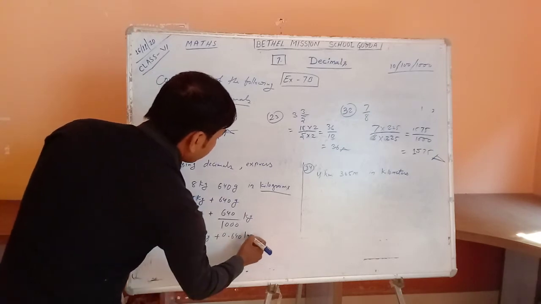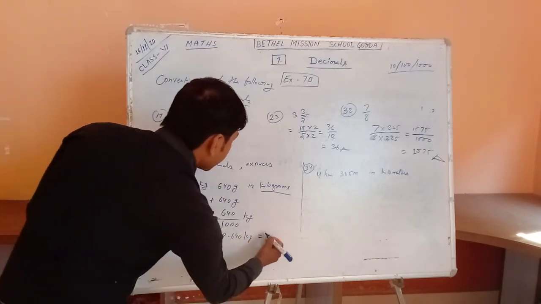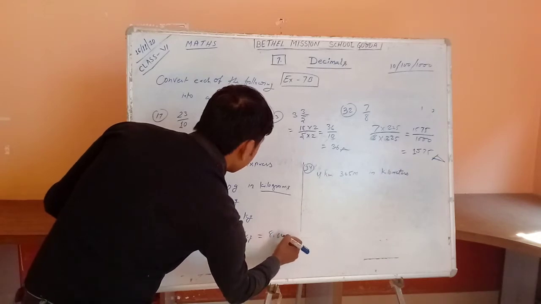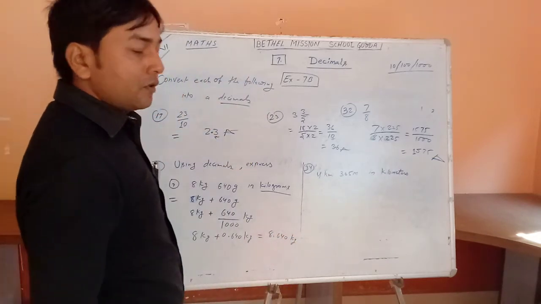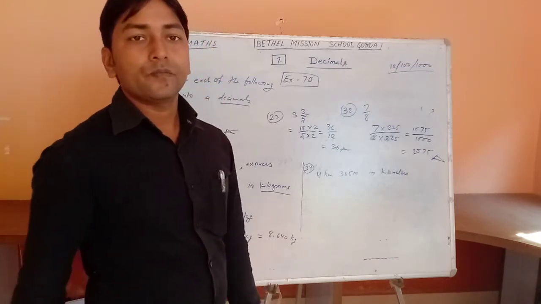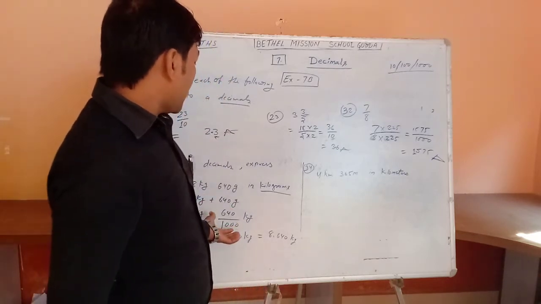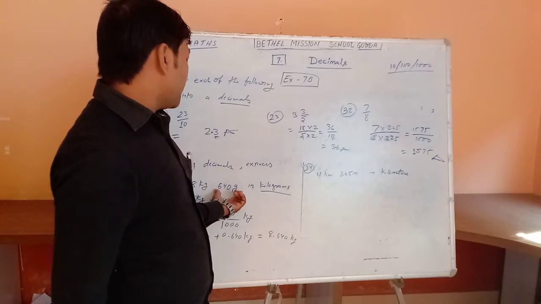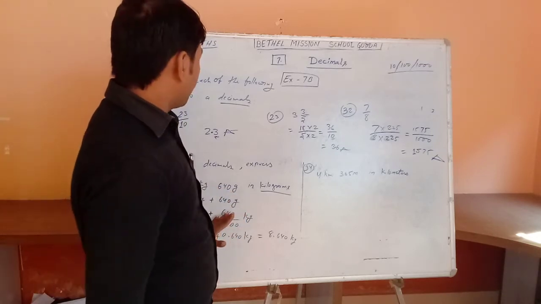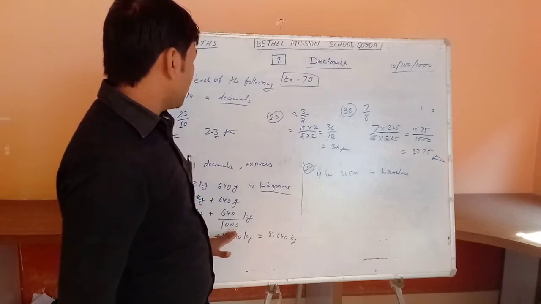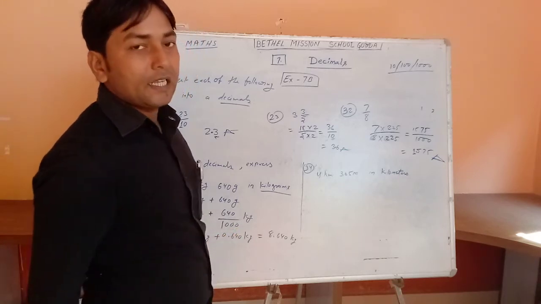It means 8 kg, 8.640 kg, 8.64 kg. Okay, in this type of question you only have to change gram into kilogram. For converting, you divide by 1000 and get the answer.